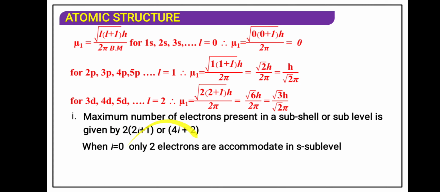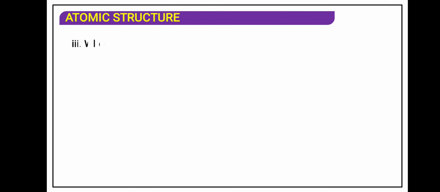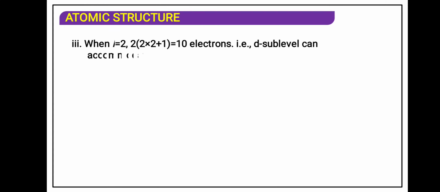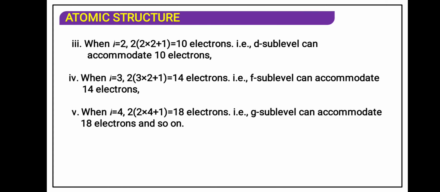If l equals 0, only 2 electrons will come. Substituting l equals 0, 2 into (0 plus 1) is 1, 1 twos are 2. For l equals 1, 2 into (2 plus 1), that is 3, 3 twos are 6. So the p orbital will contain 6 electrons maximum, the d will contain 10 and f will contain 14, and g is not present in your syllabus. If in future you go ahead and study, the maximum number of electrons in the subshell g will be 18. Generalize.